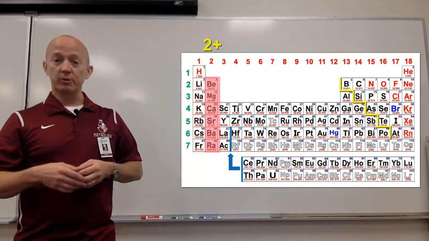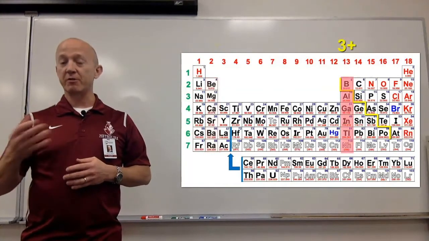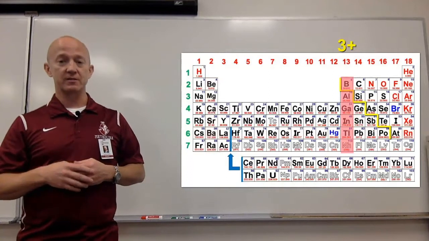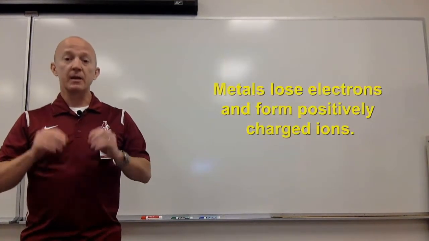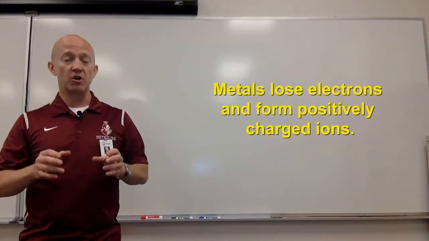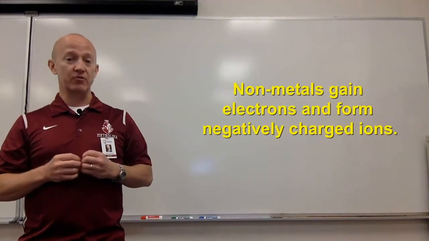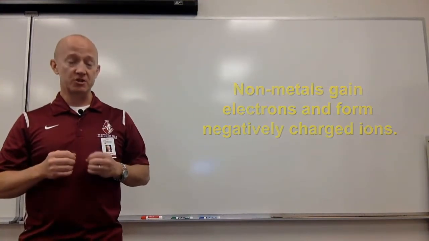Group 2 elements will lose 2 electrons because they have 2 valence electrons to give. Group 13 will lose 3 electrons. You get the idea. So again, metals tend to lose electrons and form positively charged ions. Nonmetals, on the other hand, tend to gain electrons and form negatively charged ions.